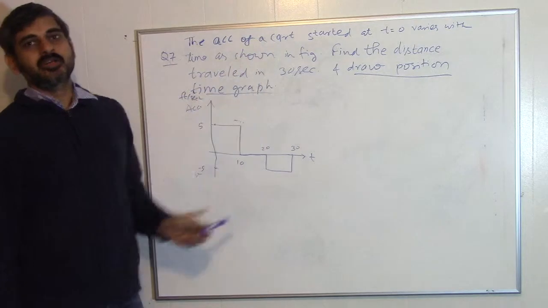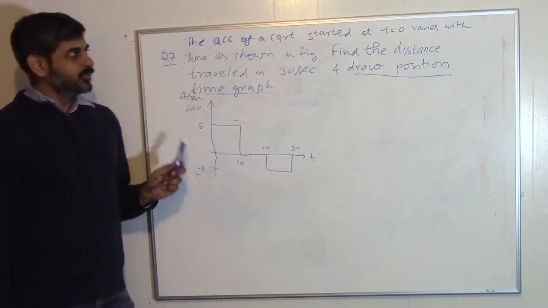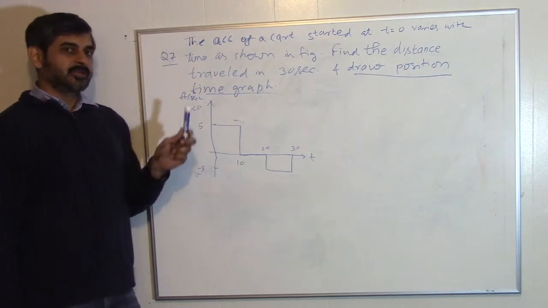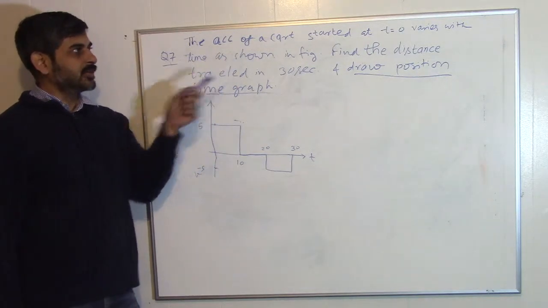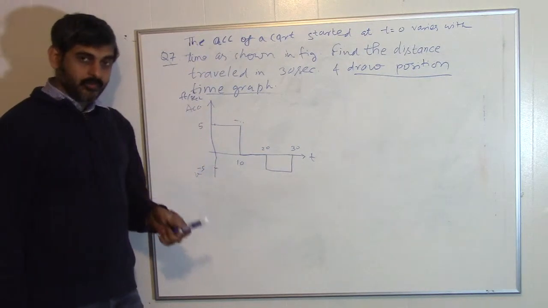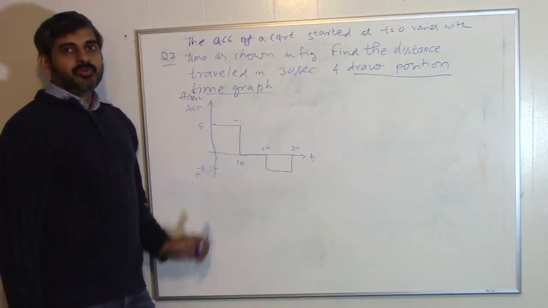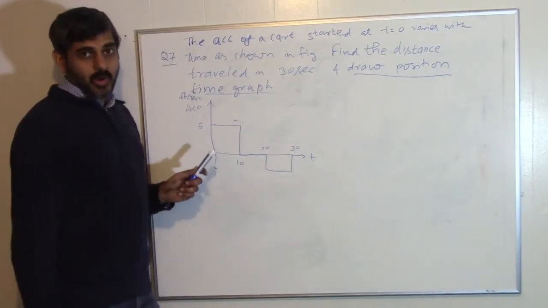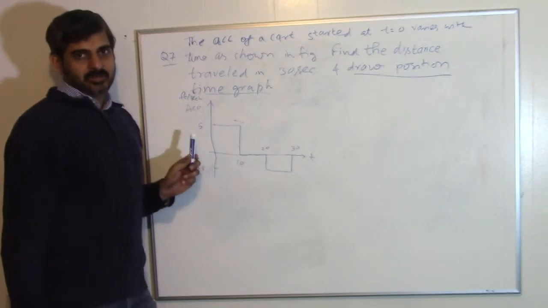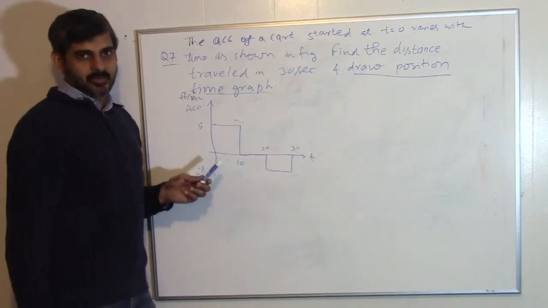We are assuming that the initial velocity is 0. They do not say explicitly, but it's a cart. It's saying that it's a cart and started at t equal to 0. So we are assuming that the acceleration is 0. If you look closely, this problem is a class 9th or 10th problem. It's not a class 11th problem.